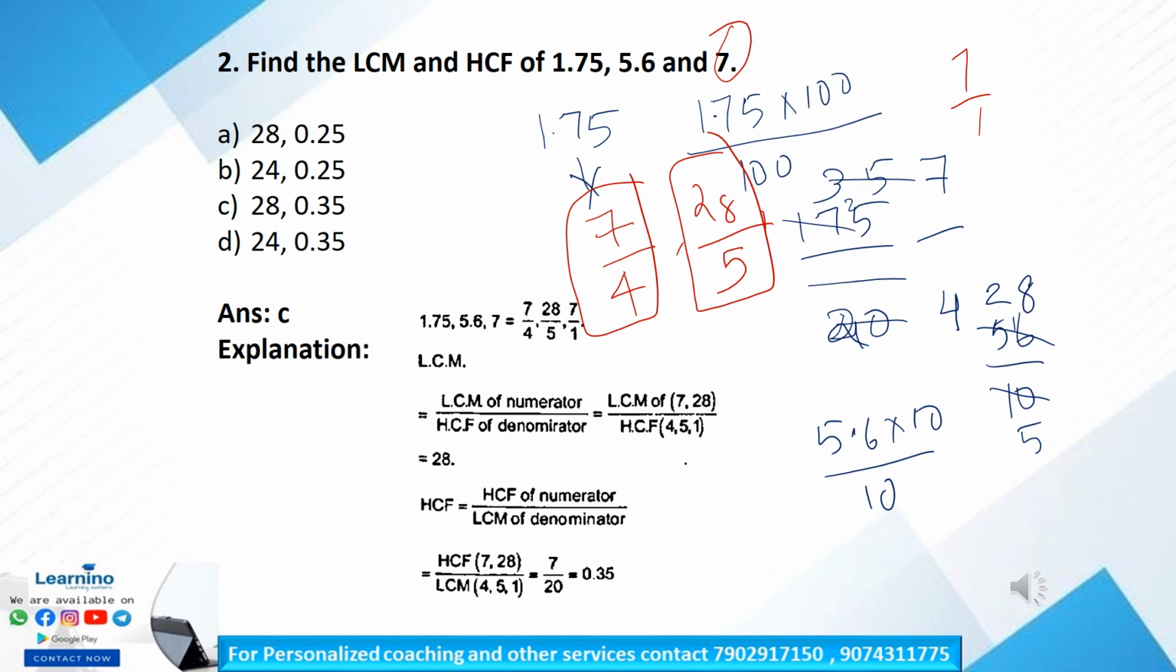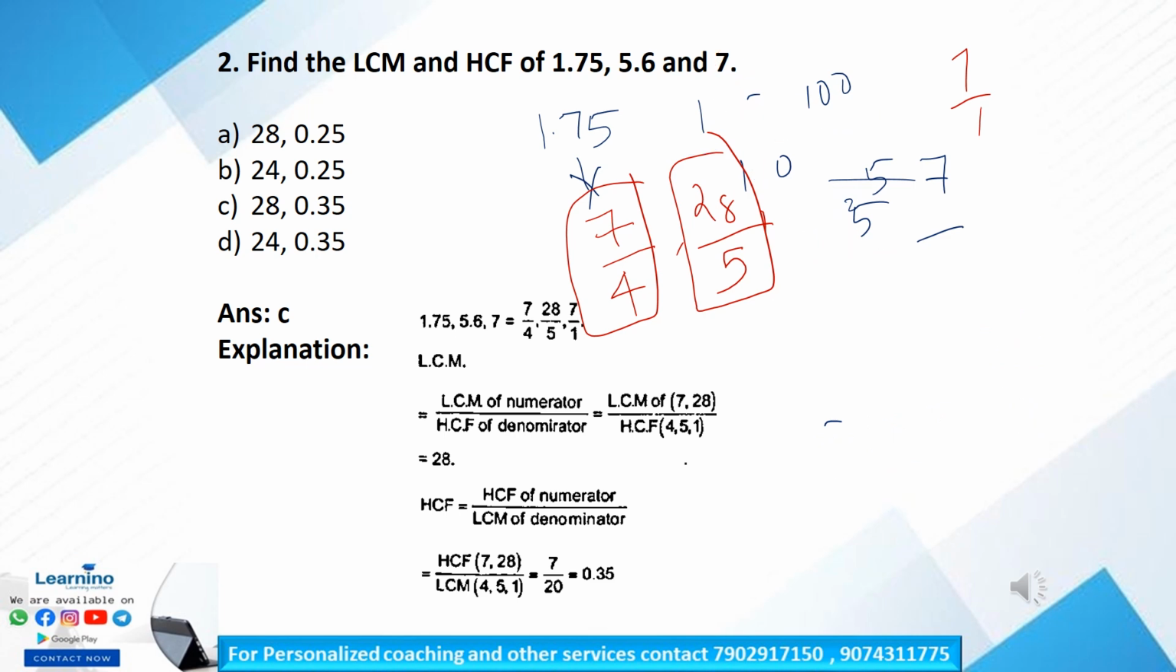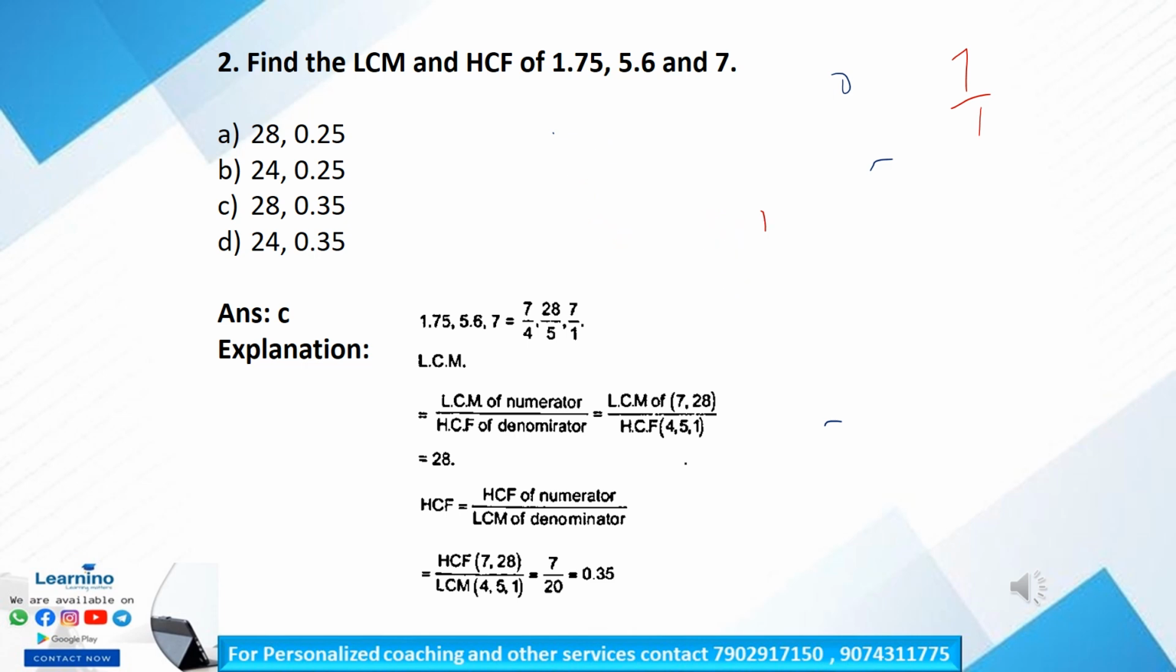What is our fraction? Let me make it clear. We have to find the LCM and HCF of 7 by 4, 28 by 5 and 7 by 1. Is it clear? So first we have to find the LCM. Okay, so what is the LCM?